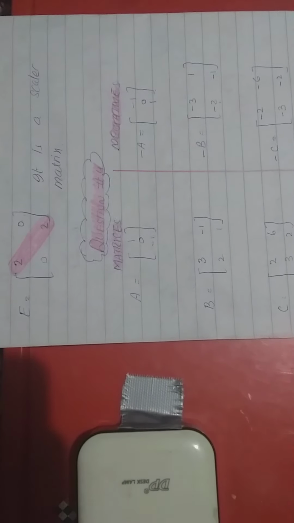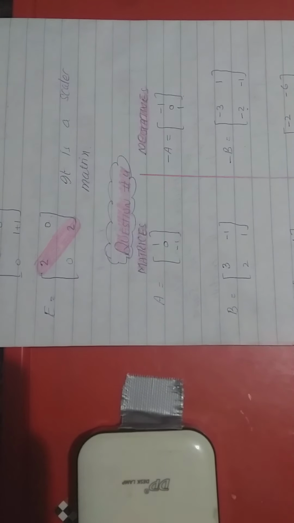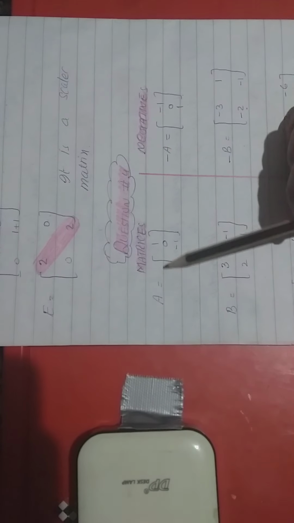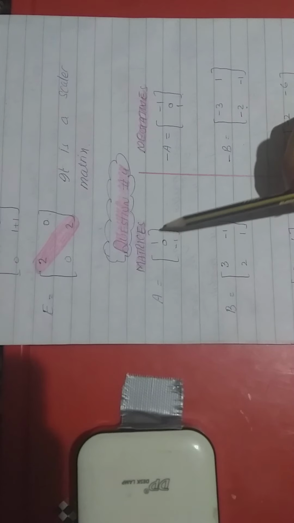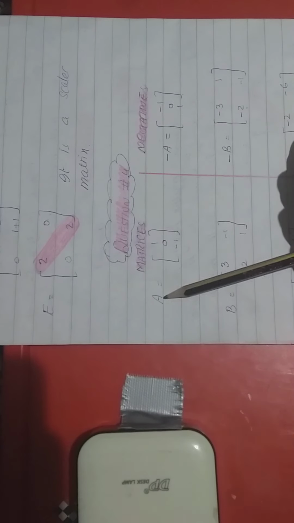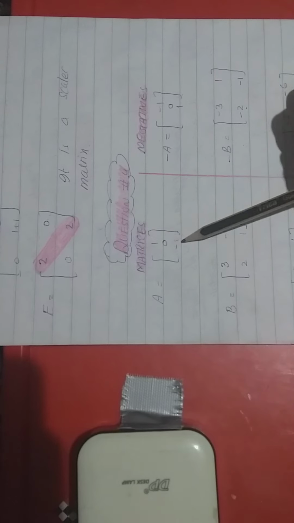Okay, the next question is question number 4. Find the negative of the matrices A, B, C, D and E. If you remember, the definition of the negative of the matrix was that if you want to find the negative of the matrix, what you do is reverse all the signs of the entries of that matrix. So if A is equal to 1 0 and negative 1, and you want to find the negative of this matrix, all you have to do is reverse the sign of all its entries.